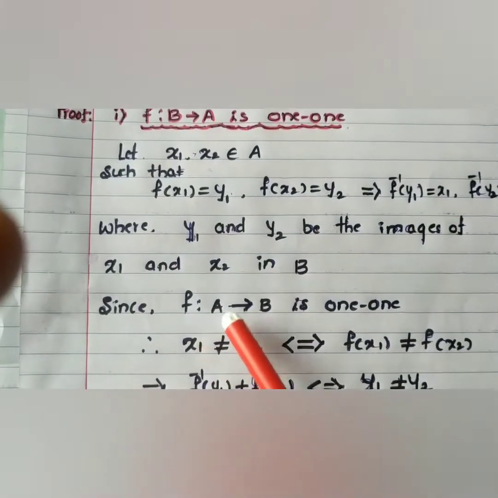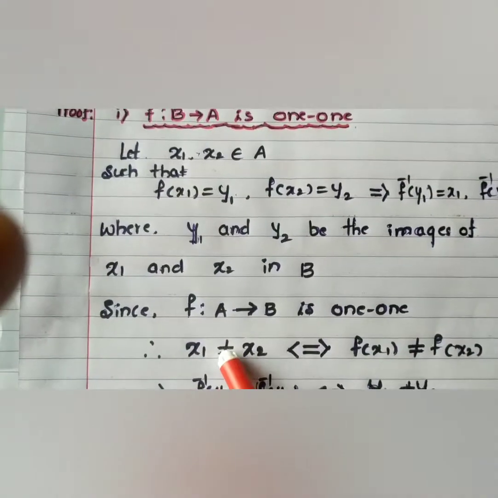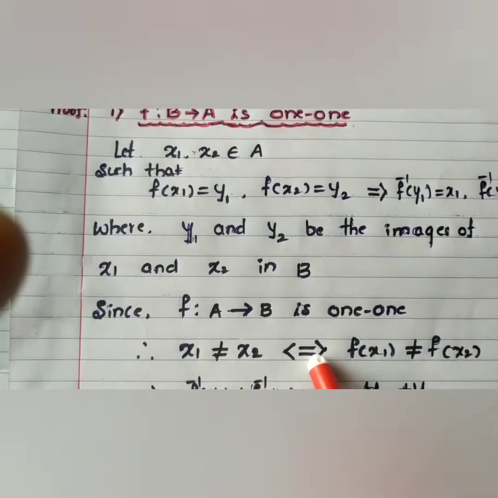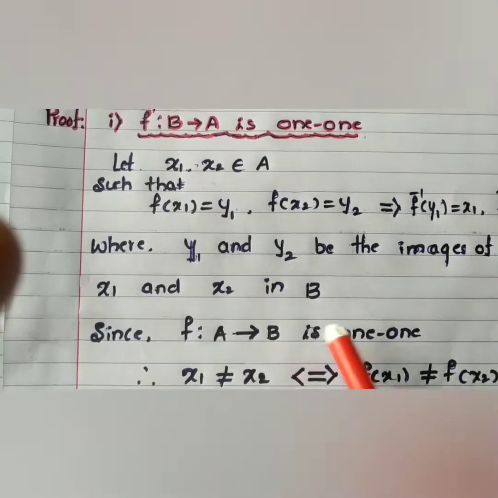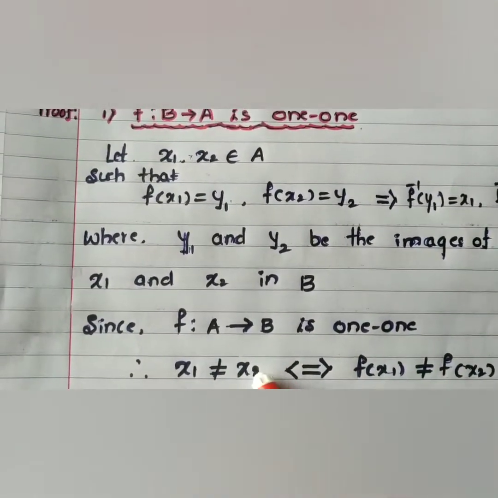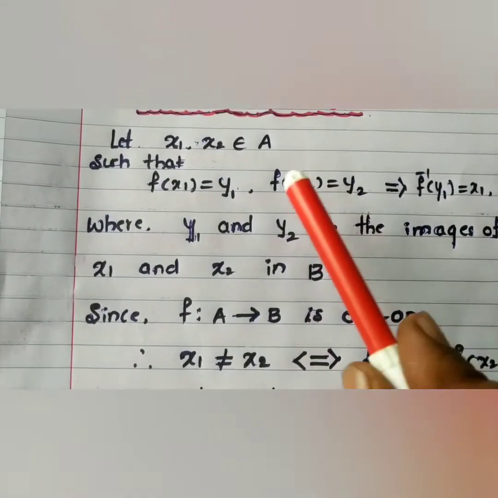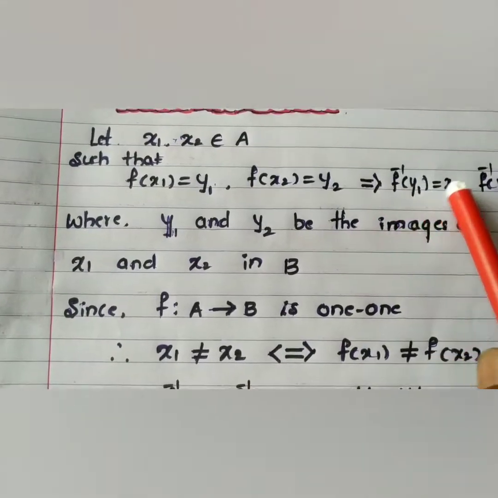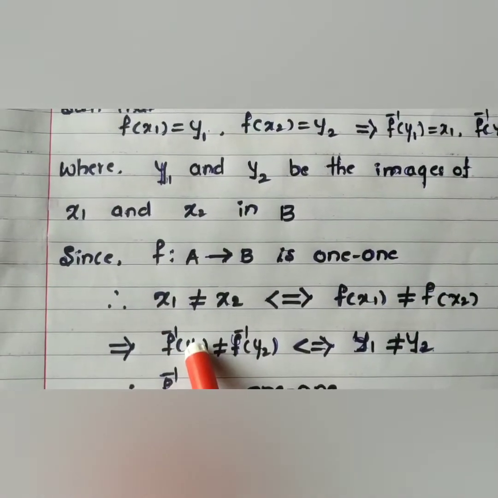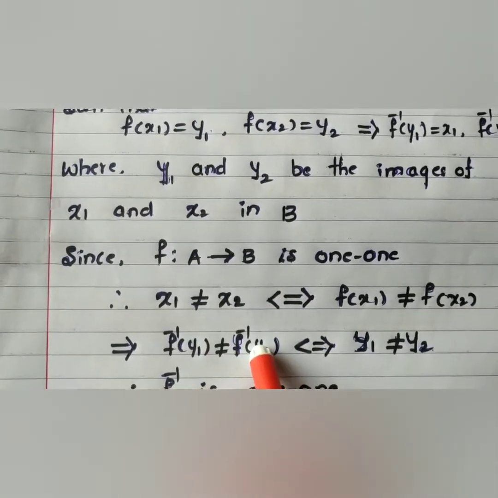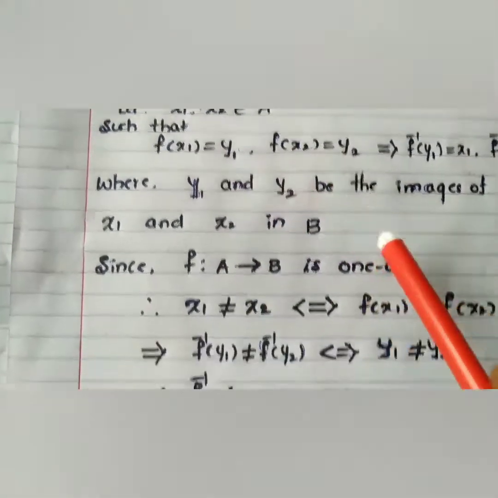Now, we already know that f from A to B is 1-1. What do you mean by f from A to B being 1-1? The definition says that x1 is not equal to x2 implies f of x1 is not equal to f of x2. But what is x1? x1 is f inverse of y1. What is x2? f inverse of y2. Therefore, x1 is replaced by f inverse of y1, and x2 is replaced by f inverse of y2. Immediately, f of x1 and f of x2 are y1 and y2.